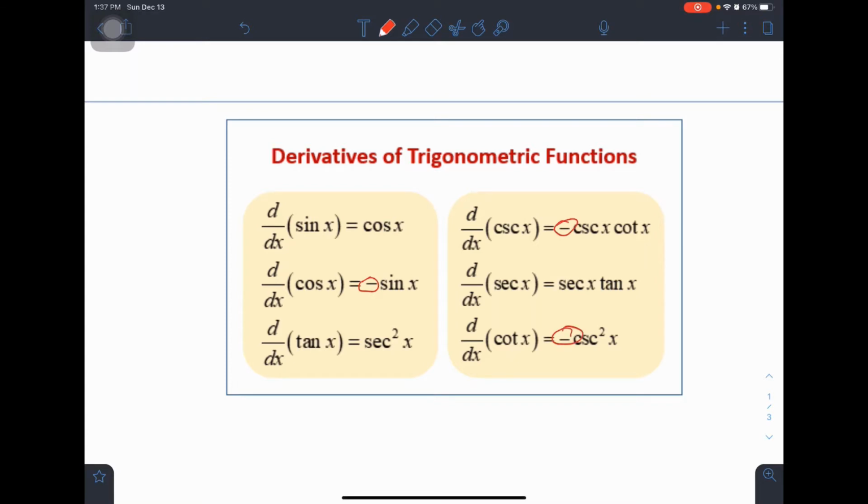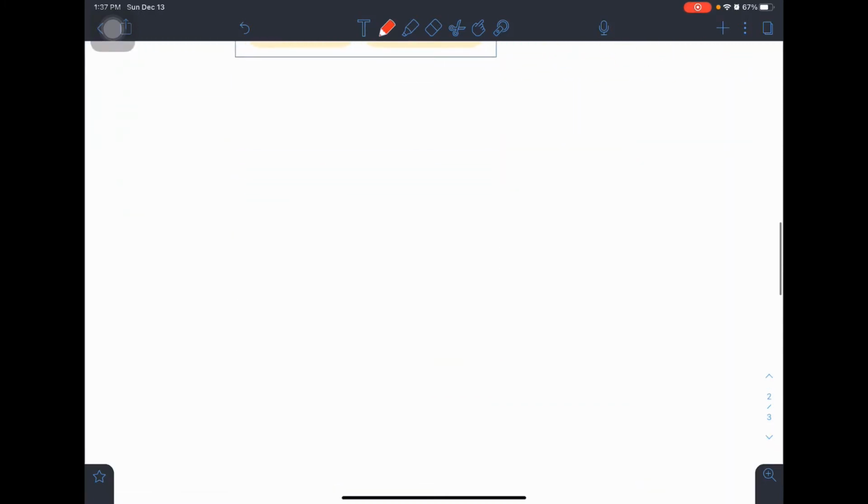and that's just a little useful trick for you to remember, that the derivative of a trigonometric function that has a c in it is always negative, and if it doesn't have a c, then it's positive. Okay, moving on to implicit differentiation.